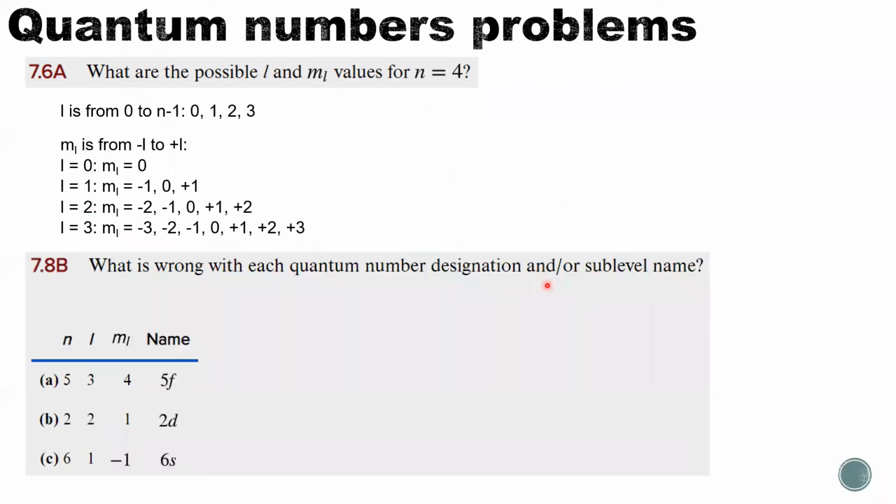Let's take a look at another question. What is wrong with each quantum number designation and/or sublevel name? So we have a list of n, L, m sub L, and name. A is 5, 3, 4, 5F. B is 2, 2, 1, 2D. C is 6, 1, -1, 6S. So you need to identify what is wrong here.